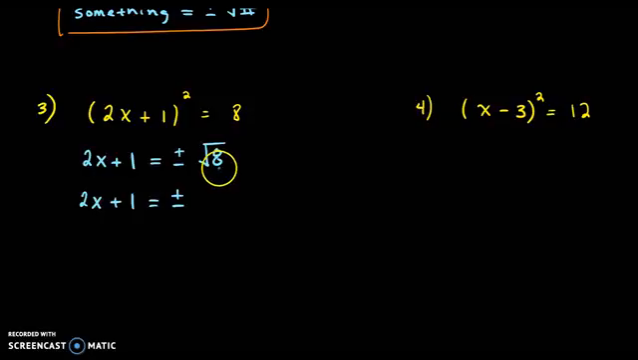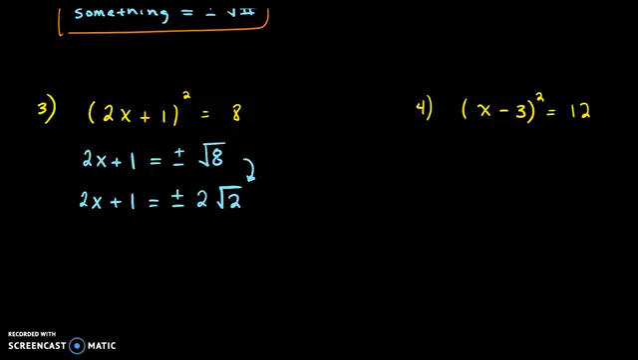Now 8 can break up into 4 times 2, and the square root of 4 is a 2. And then we leave the 2 inside alone. Again, go back to video 1 so that you can watch how we go from this step to this next step, if you're a little stuck there.